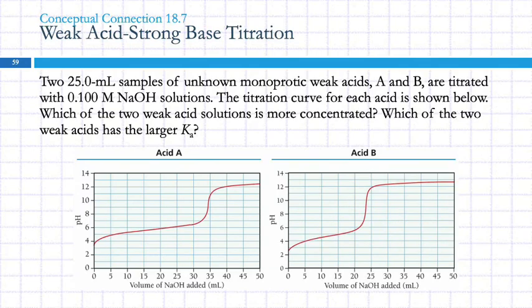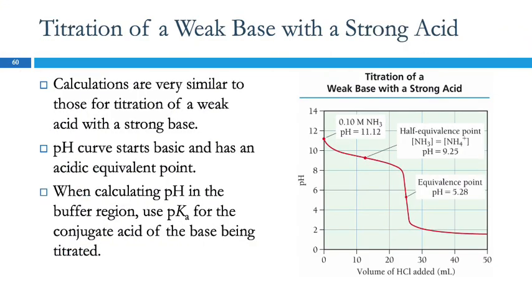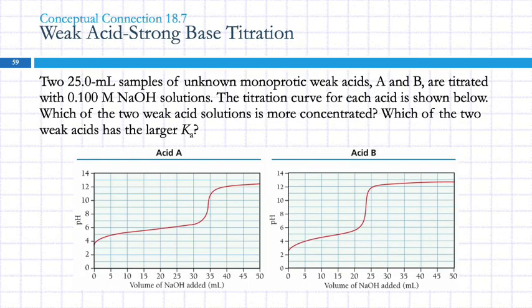Two 25 ml samples of unknown monoprotic acids, A and B, are titrated with 0.1 molar sodium hydroxide solutions. The titration curve for each acid is shown below. Which of the two weak acids is more concentrated, and which one has the larger Ka? More concentrated. Yeah, so, gosh. I don't know how that even happens.